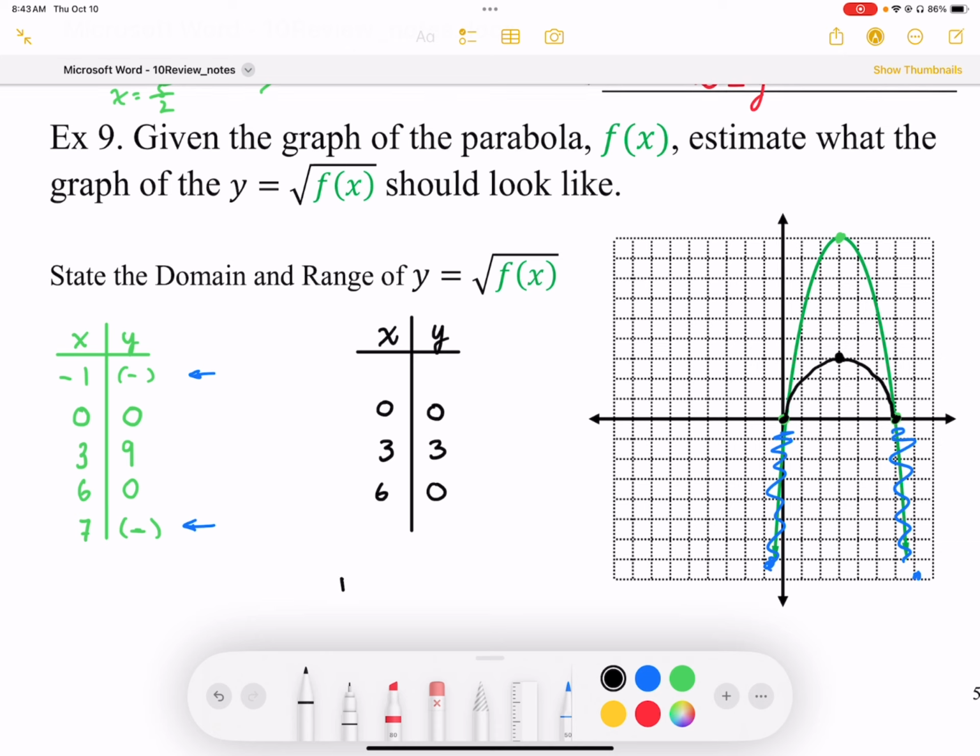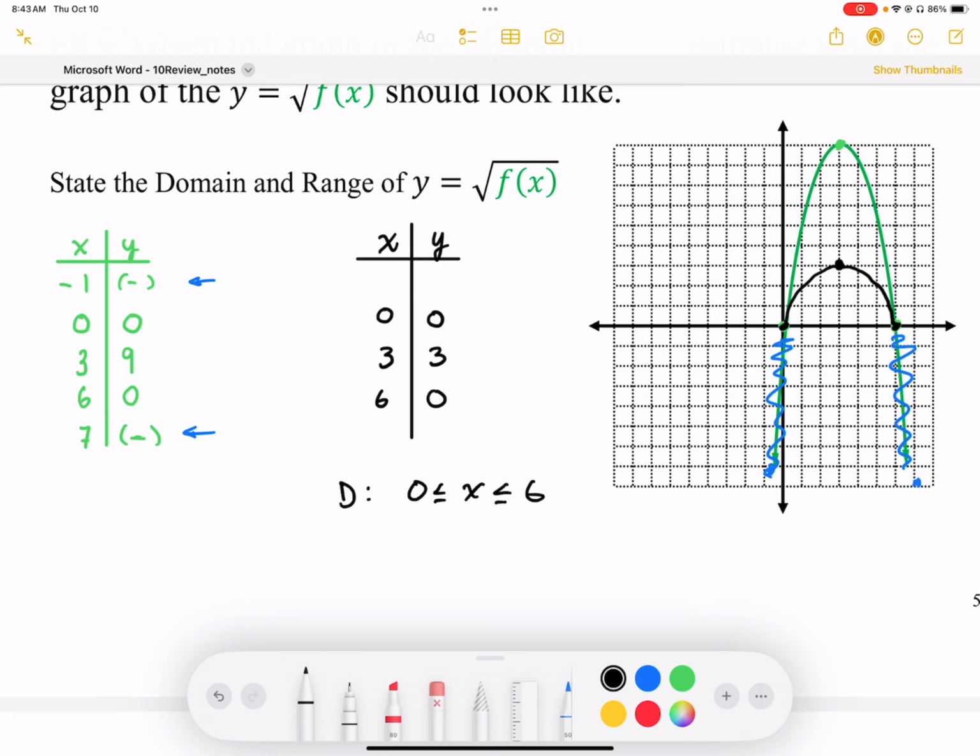The domain of this function then ends up being from 0 to 6. And we can write it in interval notation from 0 to 6. And the range of this function is from 0 to the vertex, which is at 3.